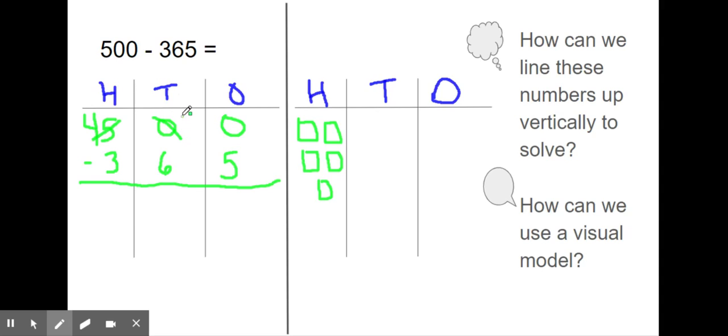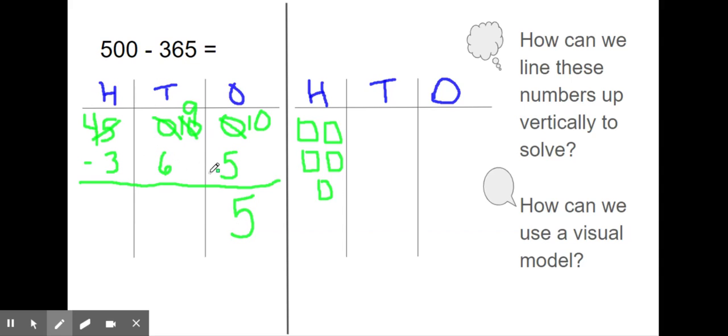And remember, there are 10 tens in 100. So I just gave that to my tens. So now I have some tens I can unbundle, right, to give to my ones. So I'm going to unbundle a 10. Now I have 9 tens and give that 10 to my ones. Now I'm ready to subtract. 10 take away 5 is 5.